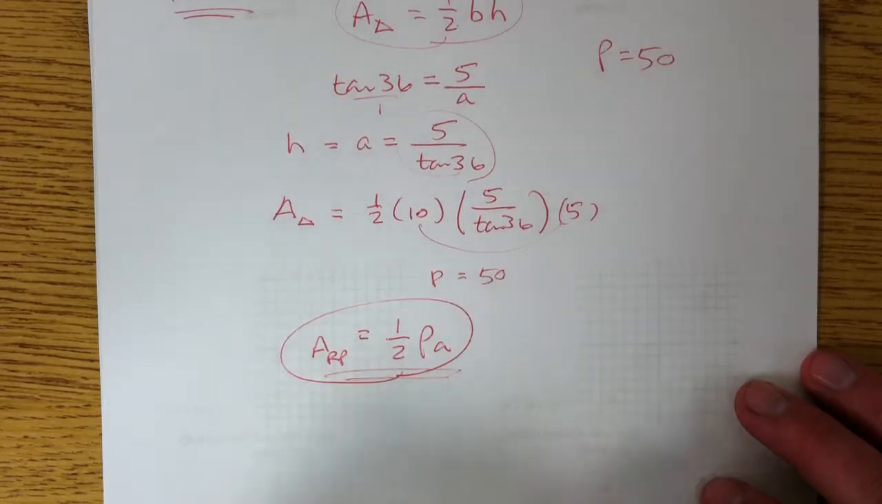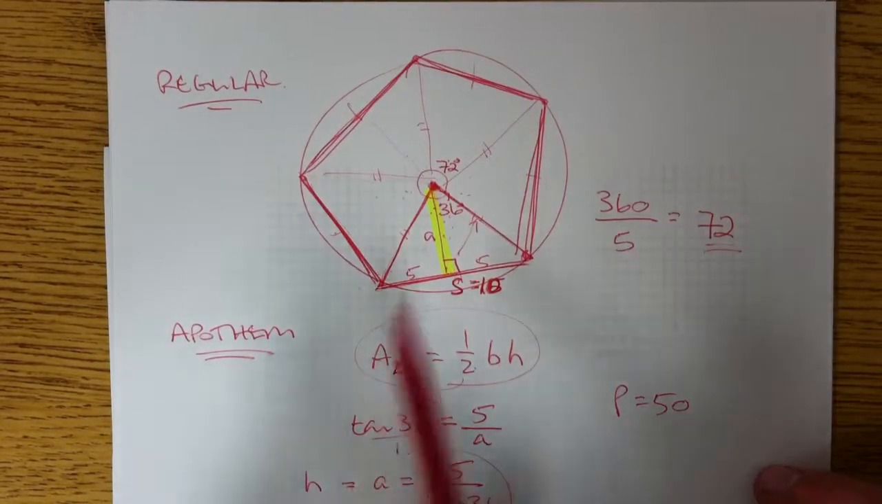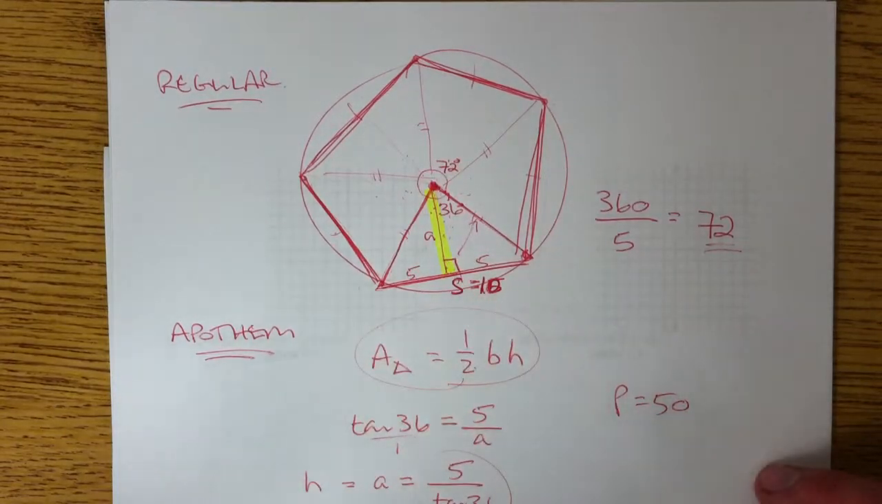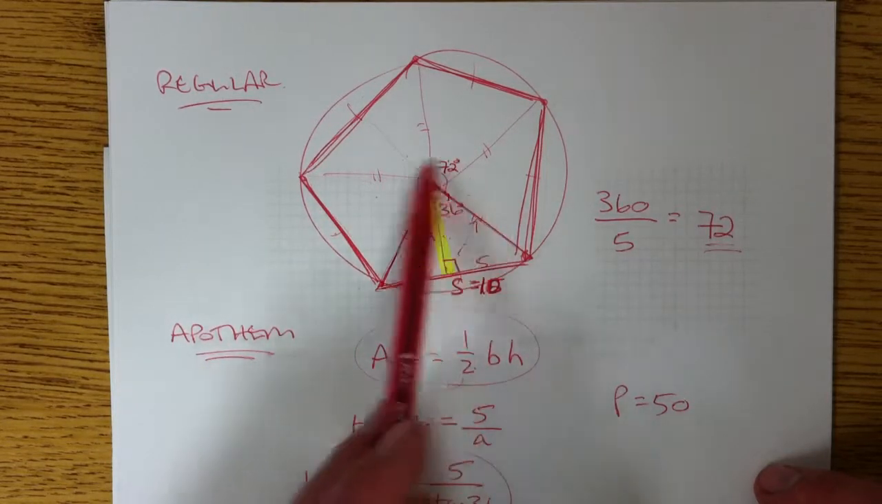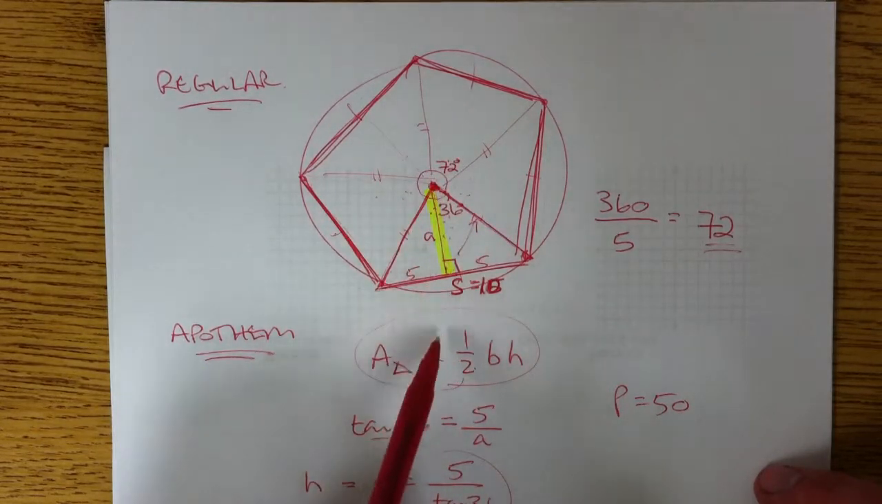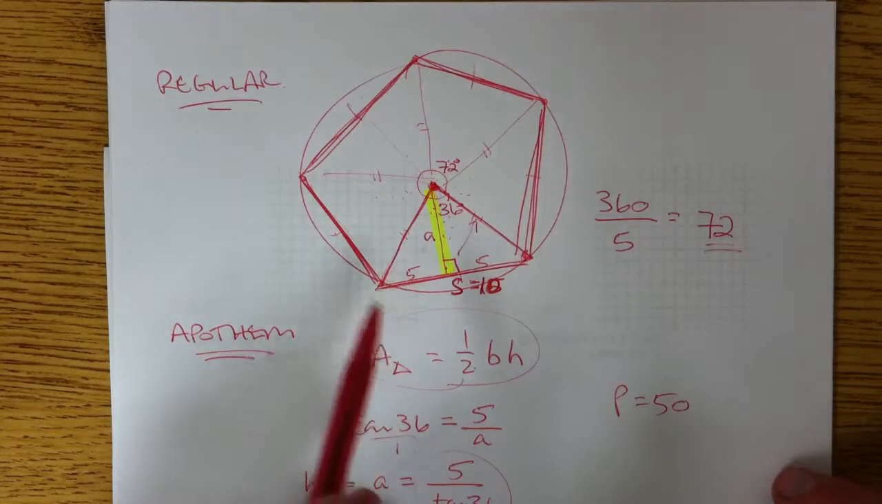This is going to be helpful depending on certain information that's given to you. If you're just given a figure like this and you're asked to find the area of it, sometimes it can be easiest to just figure out what's the area of one triangle and then multiply it by however many triangles you have, which is also going to be equal to the number of sides that you have for that particular figure.